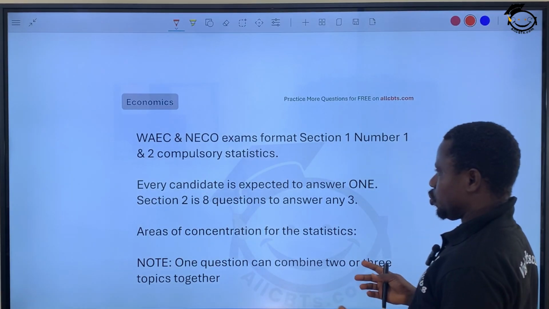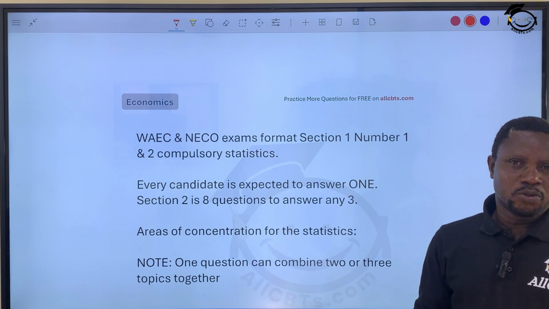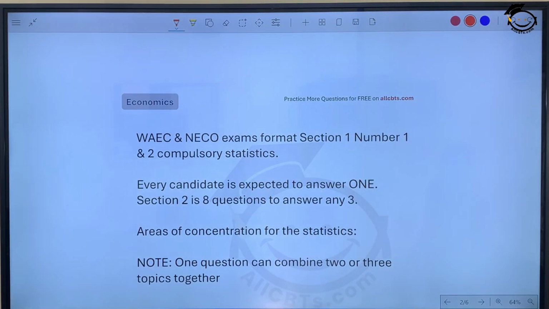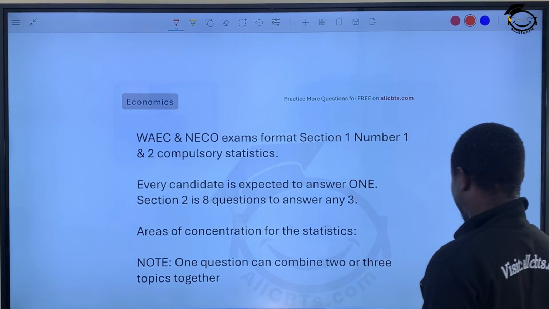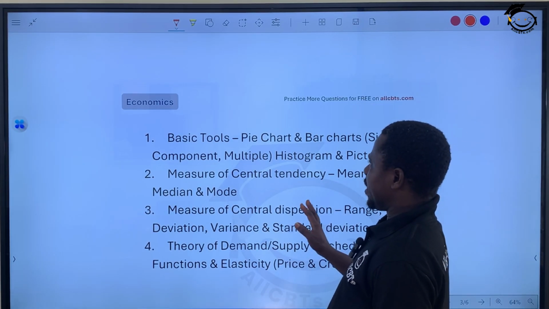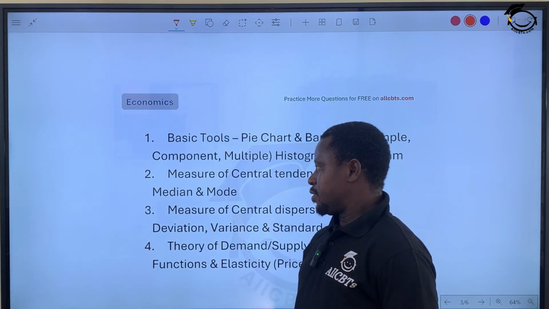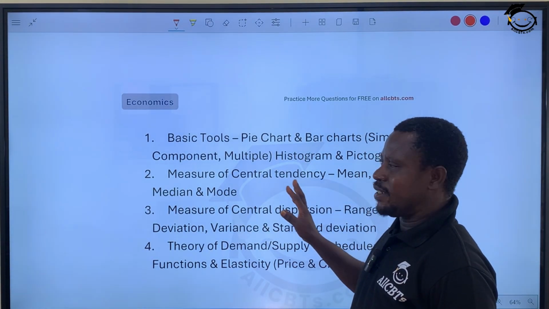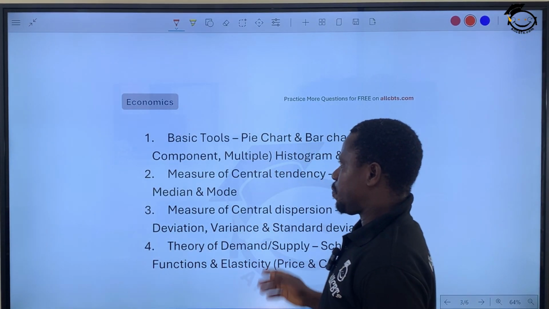I'm going to show you an instance today, and I'll try as much as possible to identify some questions that you can use to practice for your exams. I have some questions I've selected as an example for practice. These are the areas of concentration for those compulsory questions. Sometimes they also bring essay questions, but basically these topics are for statistics.